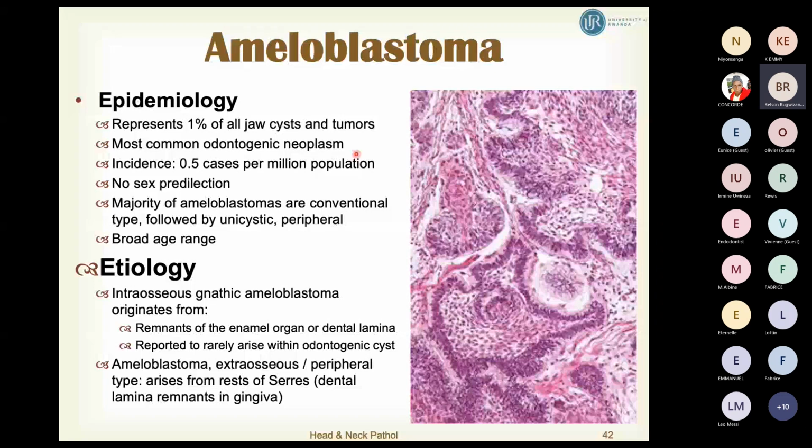Other cysts, like dentigerous cysts, are just cysts. Cysts are not always tumors. So they are not neoplastic, but ameloblastoma is neoplastic. You see that around 5 people within 10 million population.